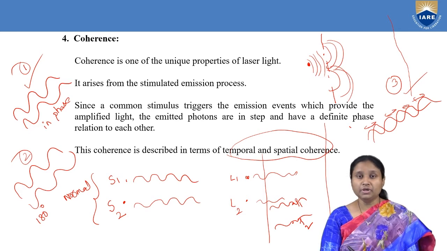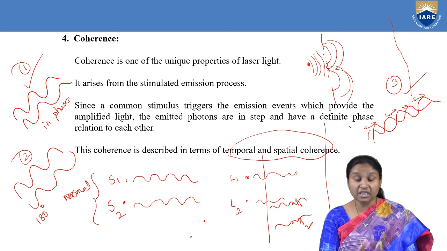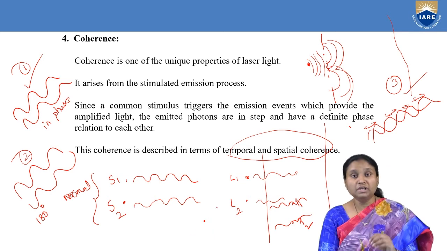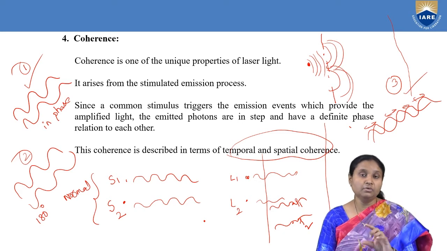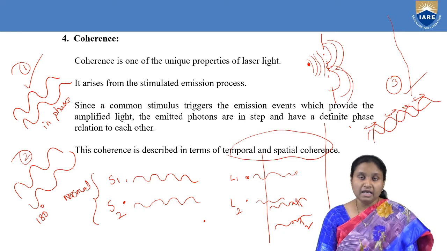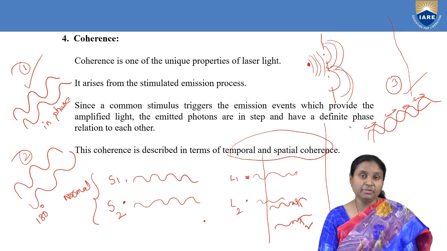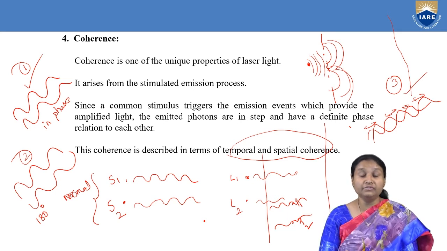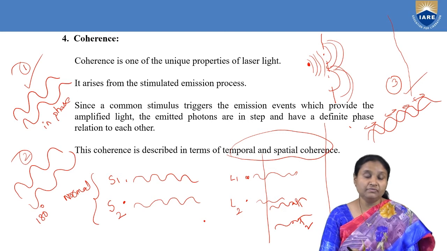Whereas coming to temporal coherence, we select one single point in space and make a light wave go through that particular point at two different times. If, at those two different times, the light waves maintain 0 or constant phase difference at that point, then we call them temporally coherent.